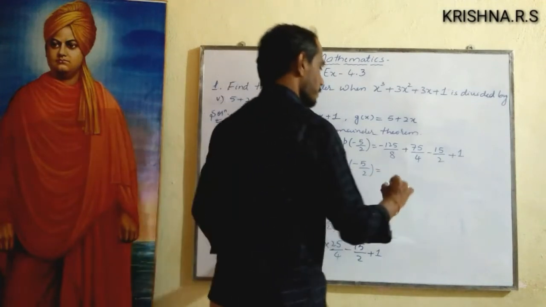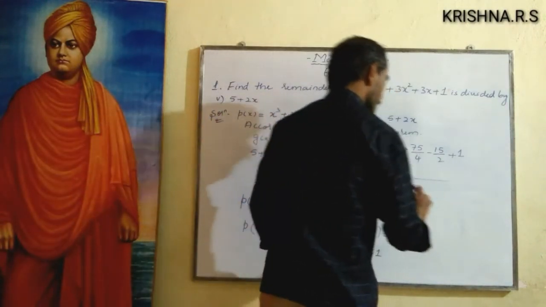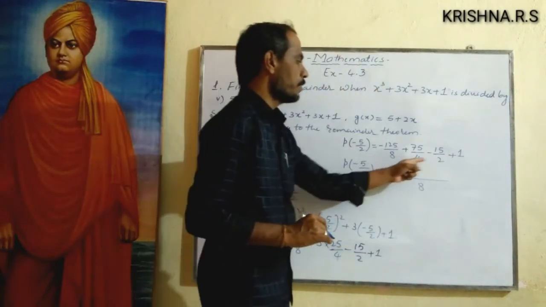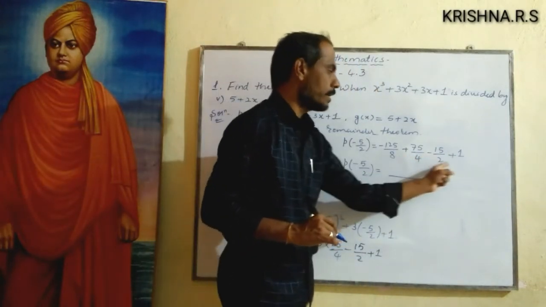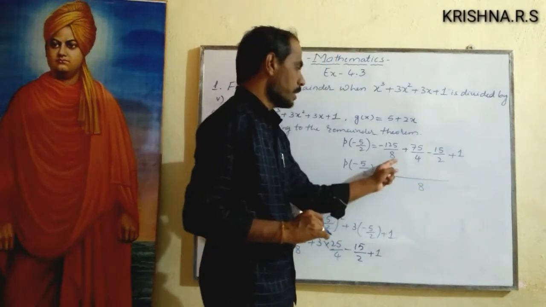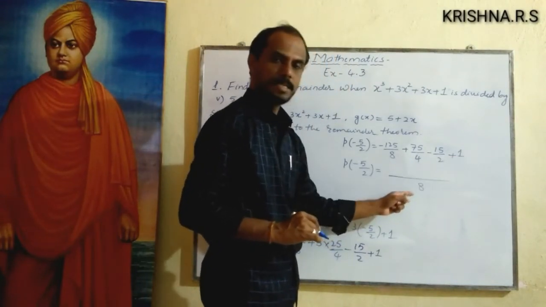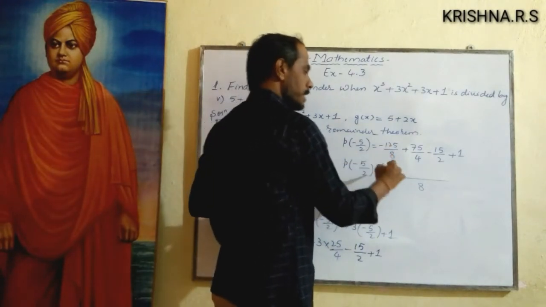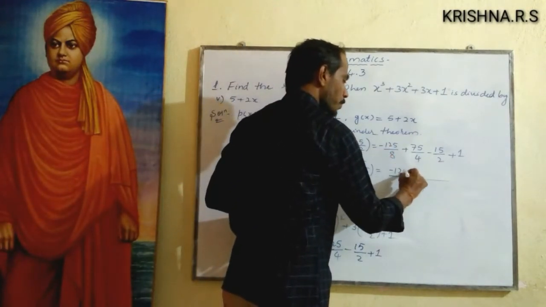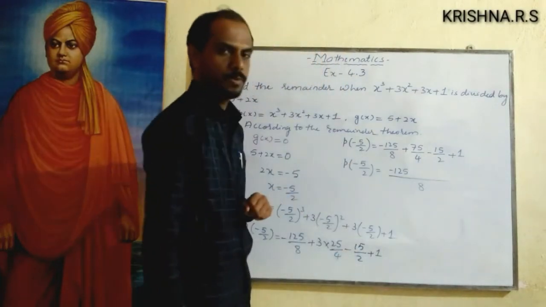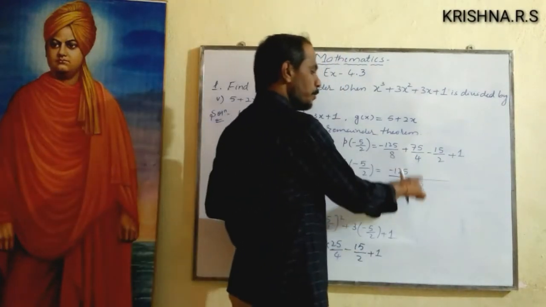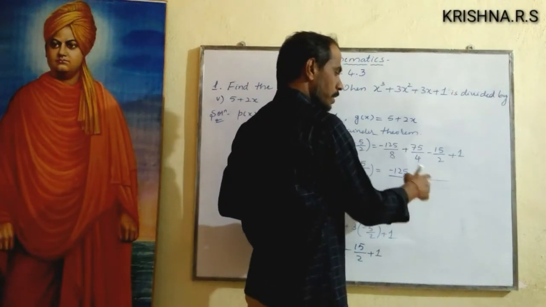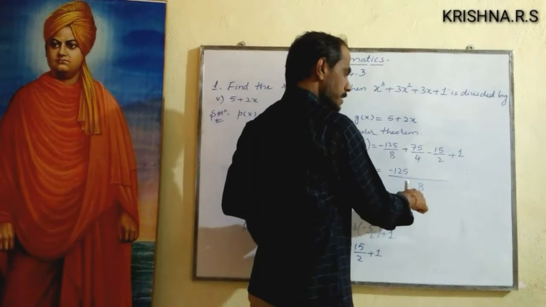How to take the LCM, we studied in the previous class. The denominators are 8, 4, 2 and 1. Their LCM is 8. How much for the 8? 8 ones are 8, so minus 125 multiplied by 1 only, and it stays minus 125. For 4, how much to make 8? 4 twos are 8, so numerator and denominator are multiplied by 2. Already 8 is there.